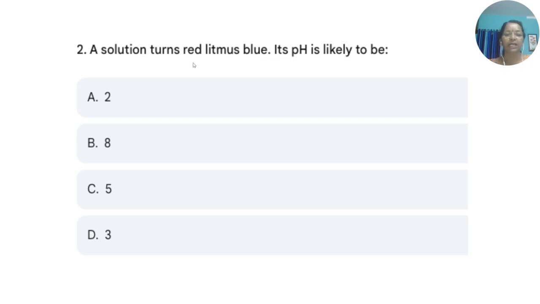A solution turns red litmus blue. That means the solution is basic. Blue, basic. Its pH is likely. So pH will be greater than 7. Right? So the answer here is option B, 8.